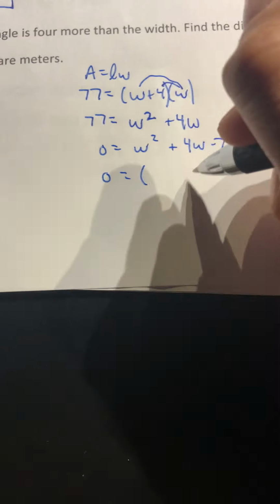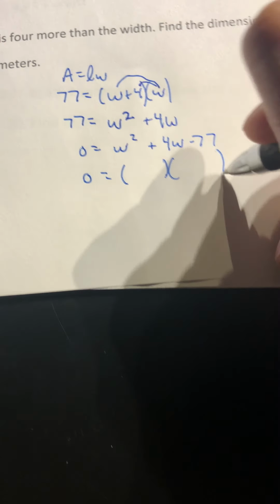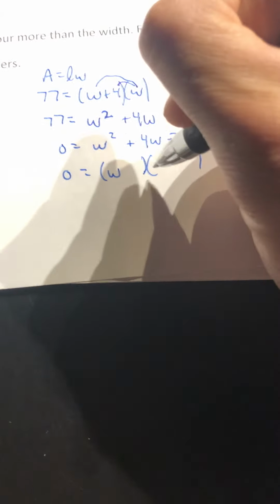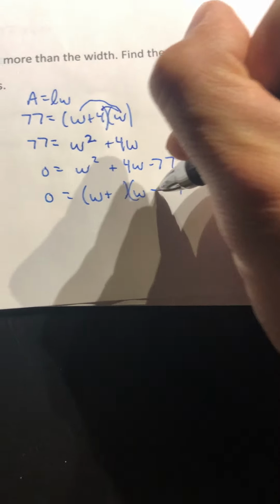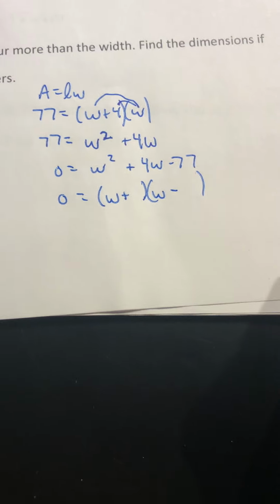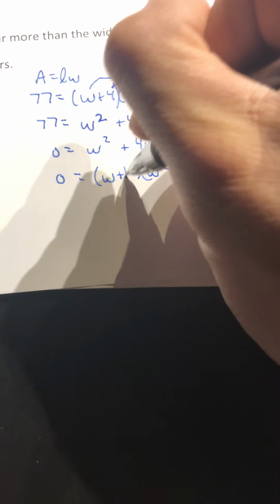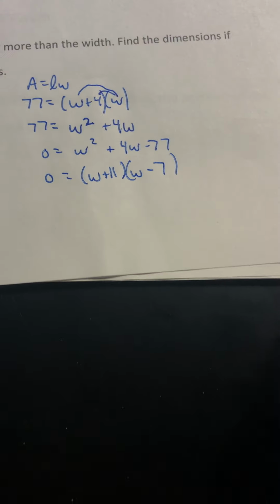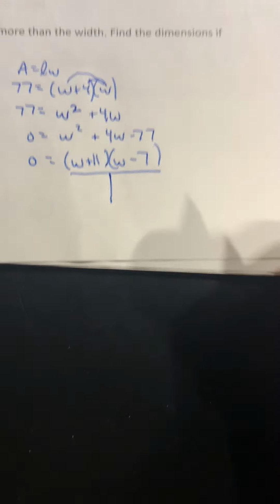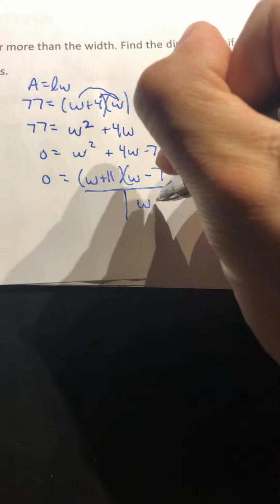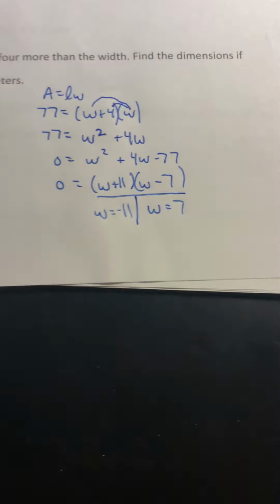So I have 0 is equal to, so 2 sets of parentheses, W, W, plus and minus. I have a positive 11 and a negative 7. So we t-bar. Here I will get W is equal to 7. Here I'll get W is equal to negative 11.